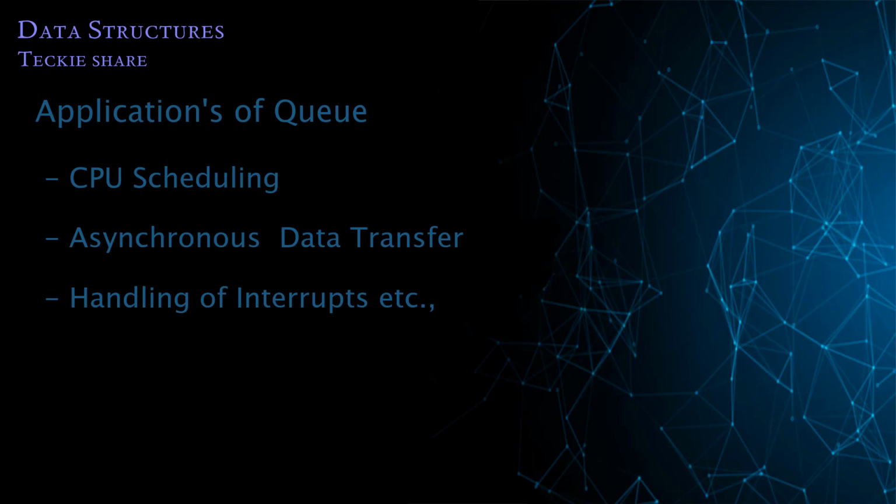The applications of queue are that it is used in CPU scheduling, in asynchronous data transfer, and also in handling of interrupts, etc. So we understand the basic concept and operation of queue, how exactly the queue works.